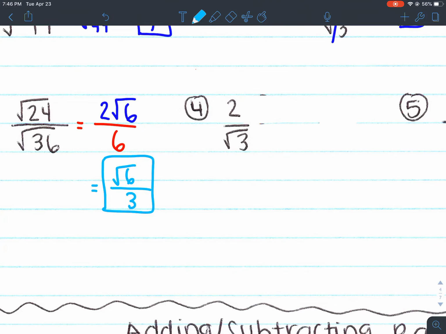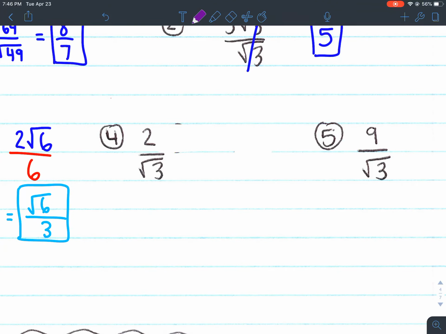Okay, number 4, now I have a square root in the denominator. So this is our first instance where we're like, okay, what do we do? 2 is simplified. The square root of 3 is as simplified as possible. So what I need to do is rationalize the denominator.